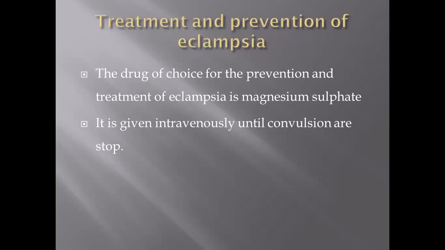Second is treatment and prevention of eclampsia. The drug of choice for the prevention and treatment of eclampsia is magnesium sulfate. It is given intravenously until convulsions are stopped. The detail about the dose, the method, and the monitoring of giving magnesium sulfate will be discussed later on in treatment of eclampsia. But at this stage, you should know the treatment option for the prevention and control of seizure in a patient with preeclampsia.